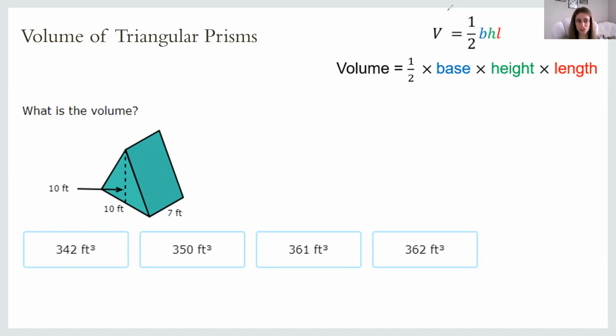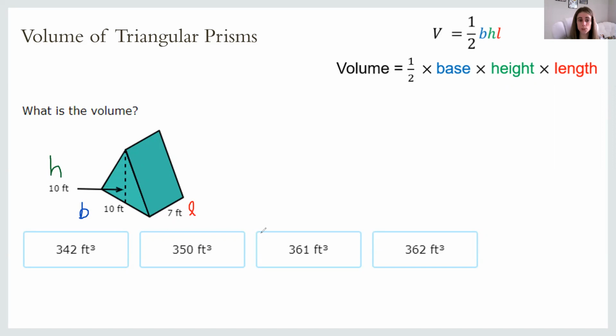Just like before, let's start off with labeling our information. So our base would be that bottom piece right here. That would be 10 feet. Our length would be the side here, 7 feet. And then our height is this dotted line telling us how tall it is. That would be 10 feet.